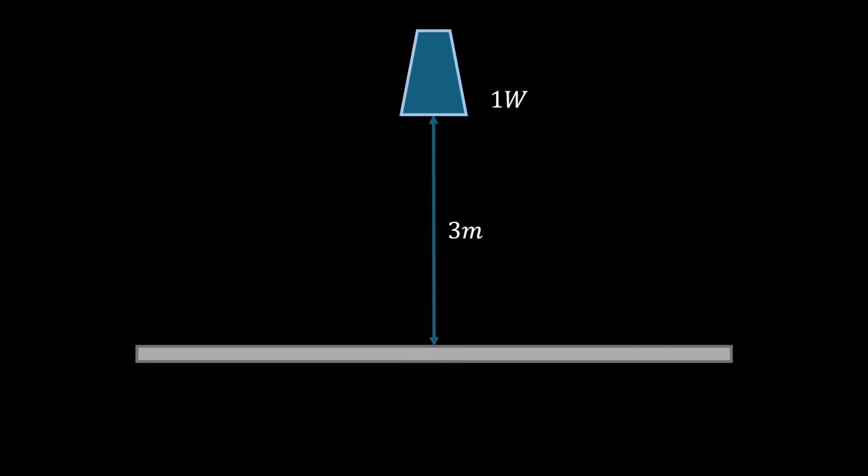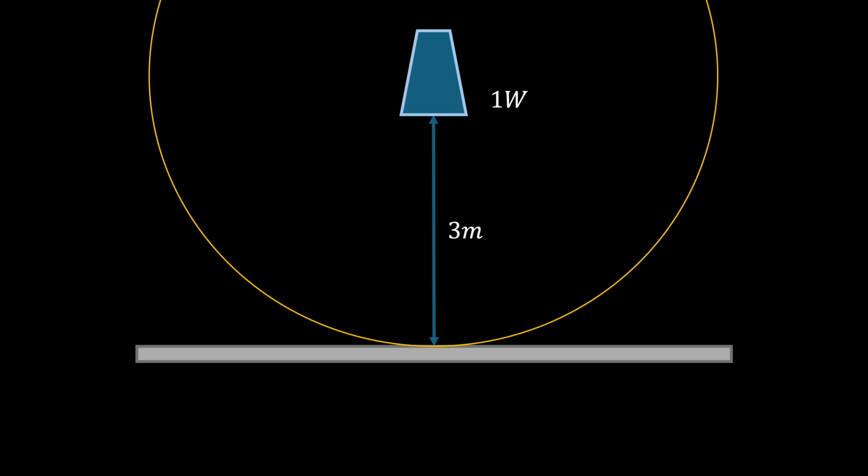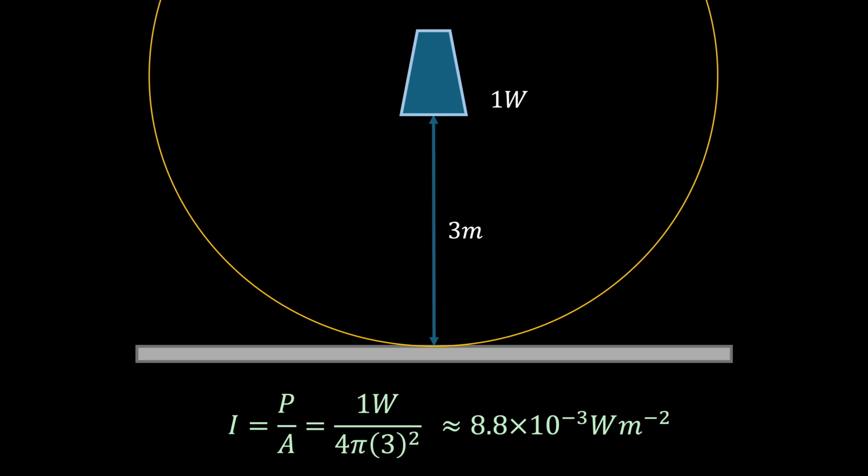For example, suppose a 1 watt light source is placed 3 meters from a potassium surface. At a distance of 3 meters, this radiation will be spread uniformly over a sphere of radius 3 meters, and therefore the intensity at the surface can be calculated using the fact that intensity is equal to power per unit area, and this will be equal to 1 watt divided by the surface area of a 3 meter radius sphere. And when you calculate this, you find a value of 8.8 times 10 to the minus 3 watts per square meter.